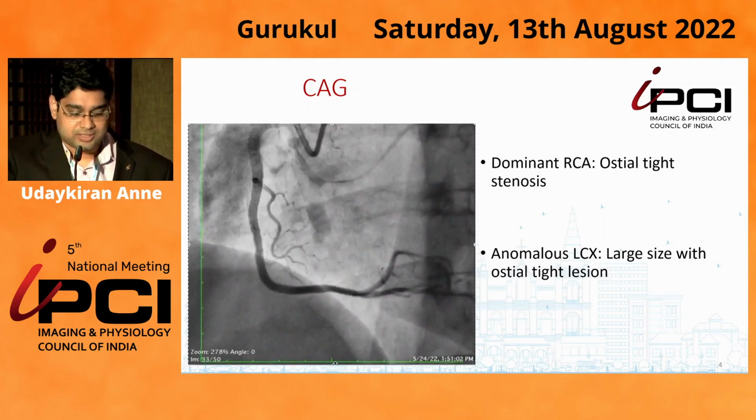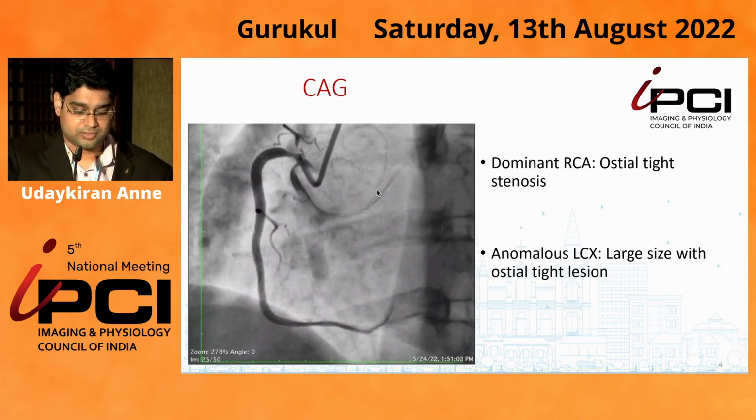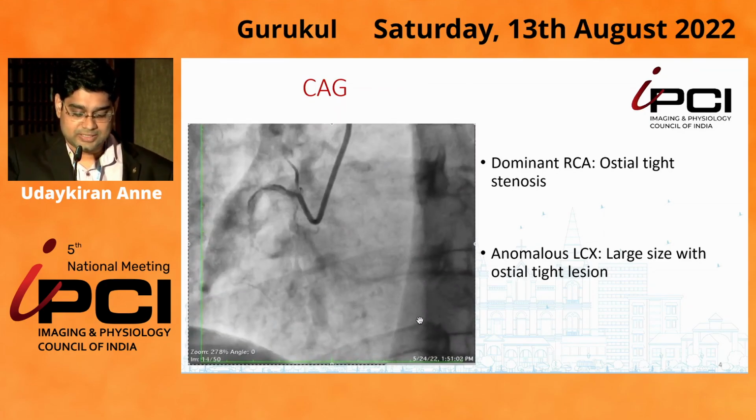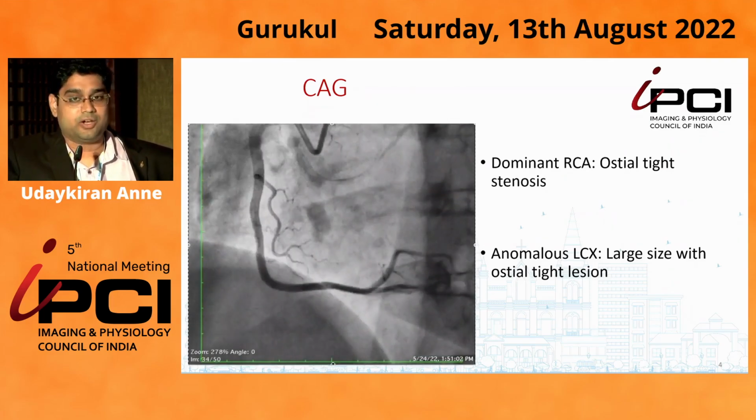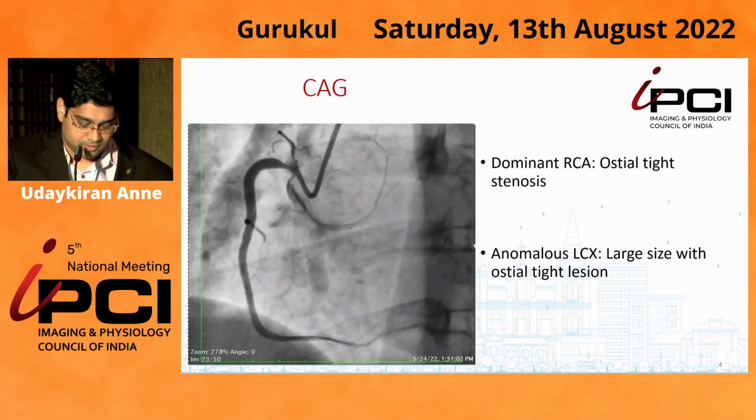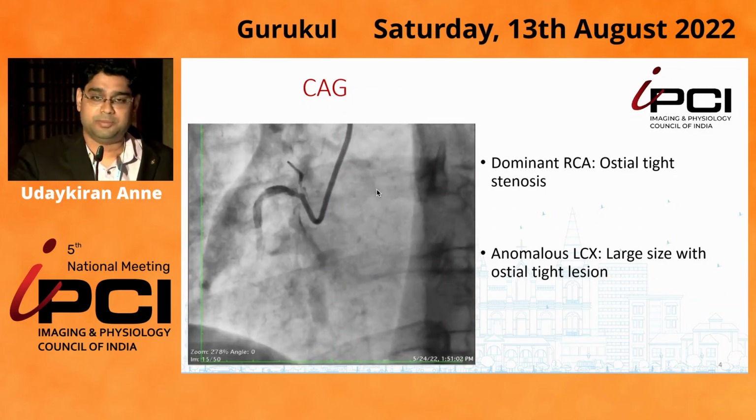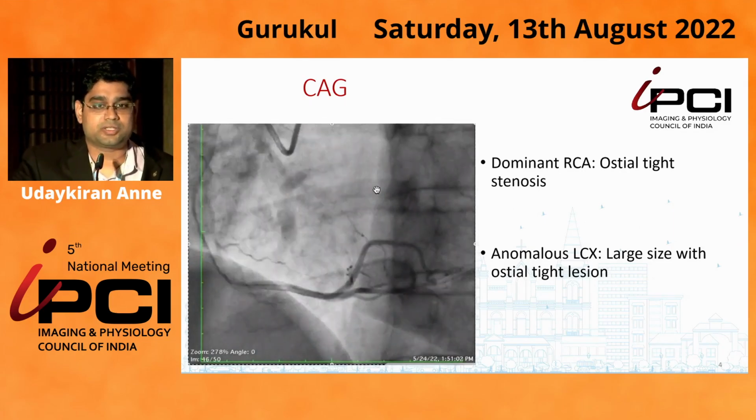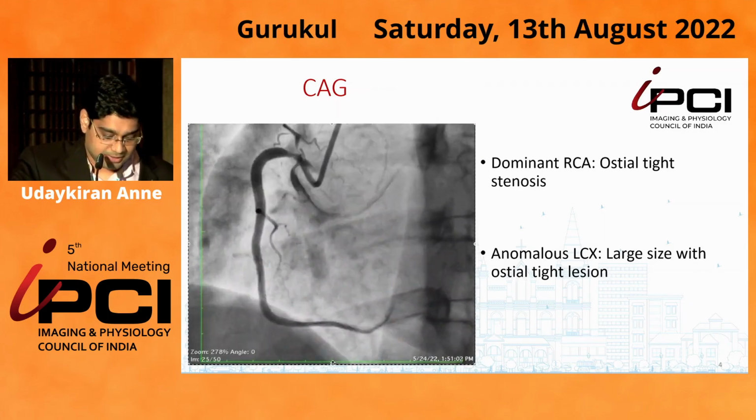cranial and caudal. And this is the right coronary artery, which is showing an ostioproximal tight stenosis and an anomalous LCX, which is pretty large in size, which also has an ostial lesion. So what do we do next with a young lady with minimal risk factors and who has got an anomalous LCX and a bifurcation lesion at the proximal RCA?